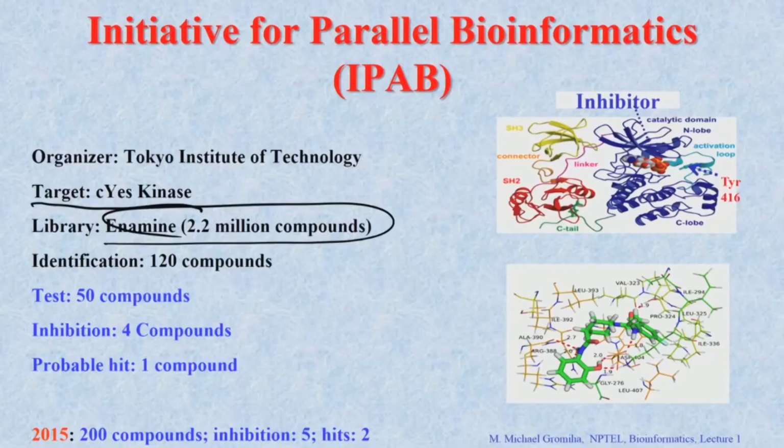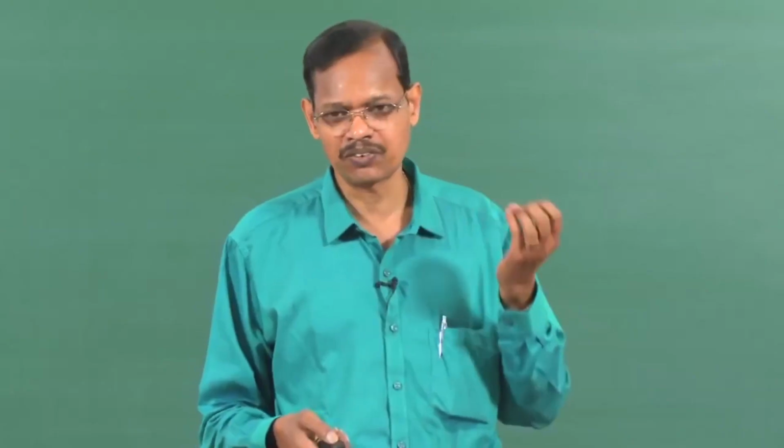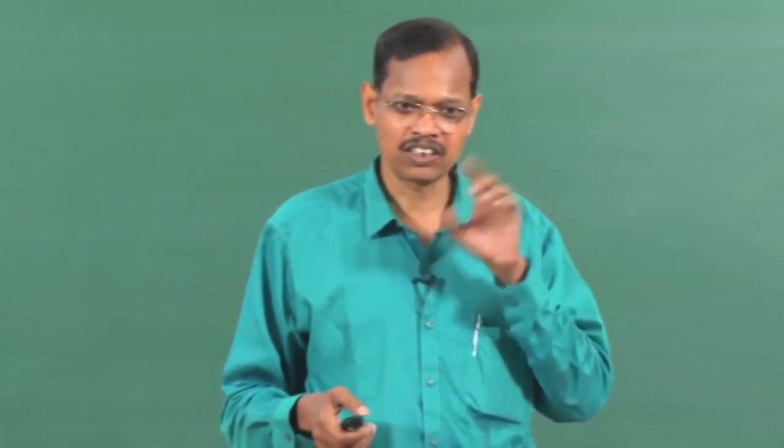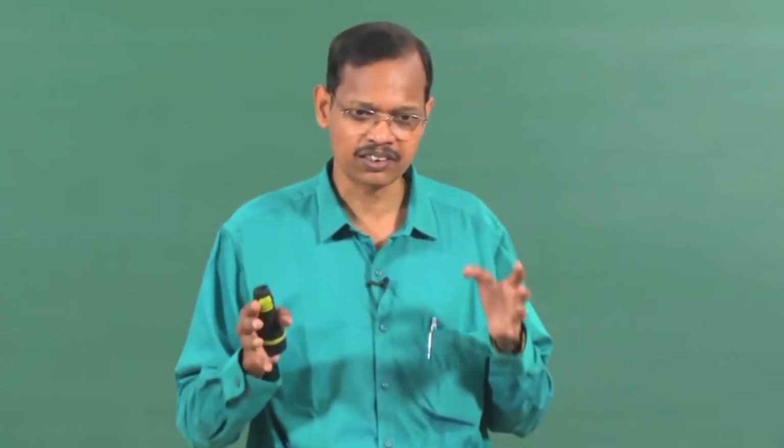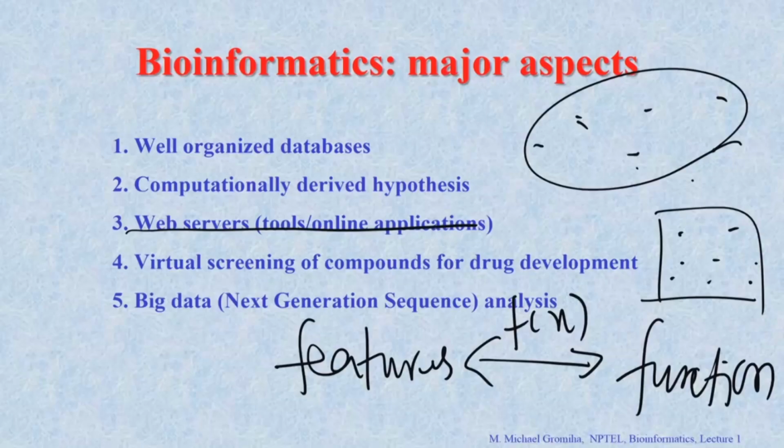So, till now we discussed a few aspects of bioinformatics. What are the different aspects we discussed? Databases: bioinformatics contributes to well organized databases. The second one, computer derived hypothesis: when you have the data, you can develop several functions to relate the features and the functions, and once we derive the hypothesis, we can develop several algorithms for prediction, and once we predict, we can make it available as online applications in the form of servers. There are several servers, for example protein structure prediction and protein function prediction, and how the DNA can bend and how the DNA can interact with the proteins, and so on.